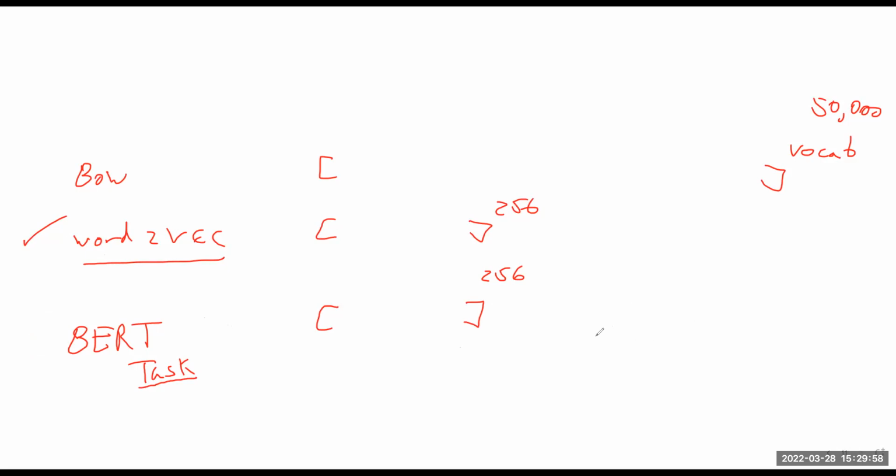So for instance, what's going to happen with word to vec is that, let's take the word bank. Obviously, the word bank has multiple meanings, right? It has something to do with rivers, but it's also where money is stored, right?